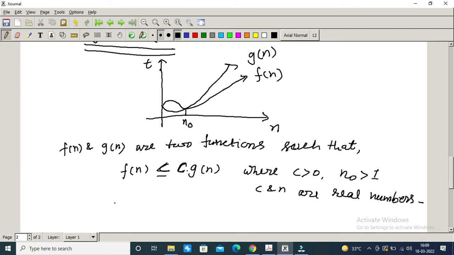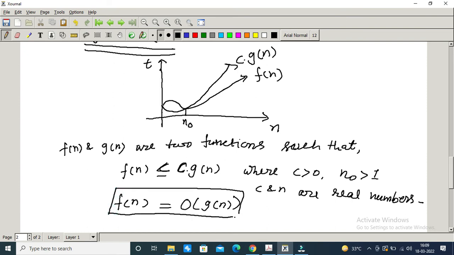So we say that f(n) is big O of g(n). It represents the upper bound actually, right? You can write c here as well. So if this is the case, then we say that f(n) is big O of g(n). This is the definition for big O.